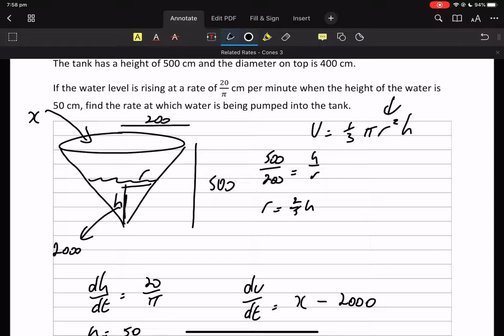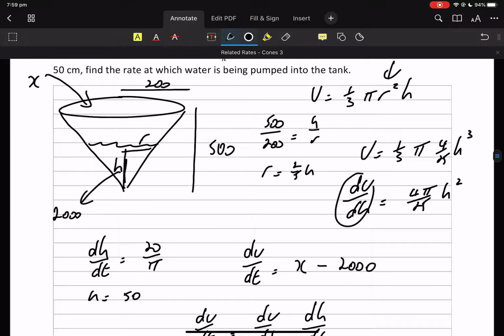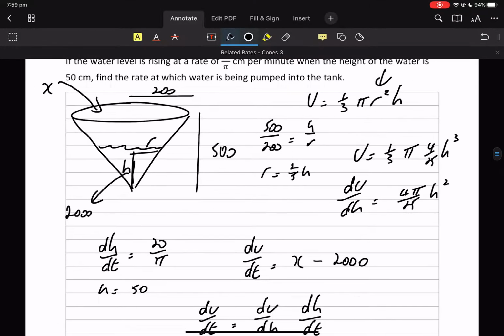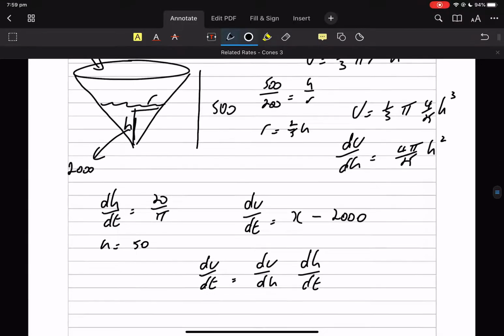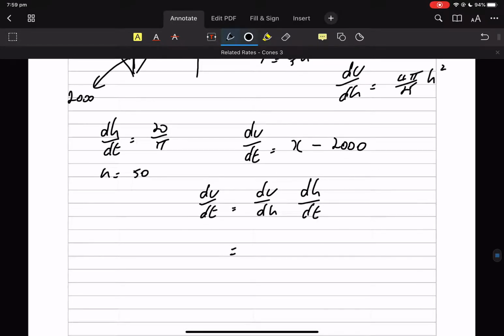So V equals, now it's r squared, so it's 4 on 25 h squared, times h, so that's h cubed. dV/dh is going to be 4 pi h squared. Okay, so there's my dV/dh. This looks nothing like an exam solution because we're stuck with how much room we've got. Okay, dV/dh, 4 pi on 25.